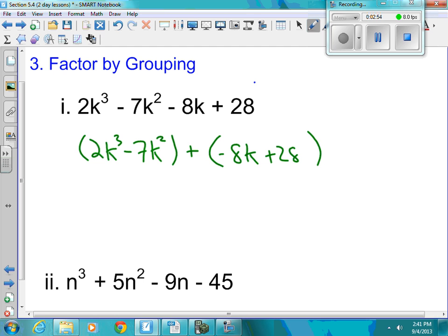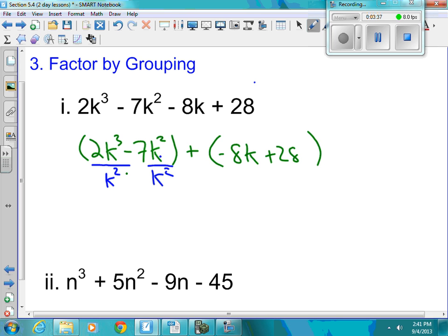You're going to look for a GCF for the first set of parentheses, and then look for a GCF in the second set of parentheses. So let's look at 2k cubed minus 7k squared. Ask yourself, is there something that divides out of 2k cubed and 7k squared? We already established that we don't have any common factors for the 2 and the 7, but there is a common factor if we look at just the k's. We have a k squared and a k cubed. K squared is the smaller of the 2 powers, so that's all we can divide out of the 2 terms.